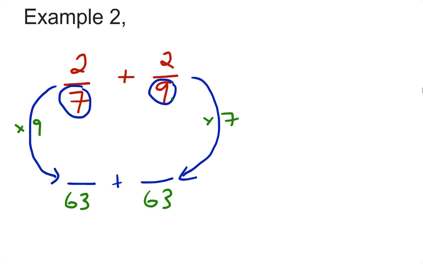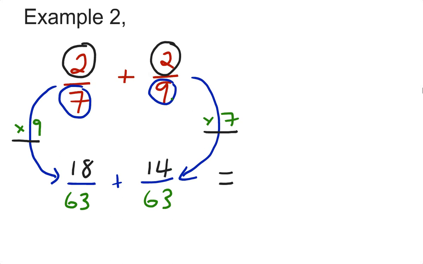Now, this is where we have to remember the number on the top. So 2 times 9 is 18, and 2 times 7 is 14. When we add them together, 18 plus 14 is 32, and the number on the bottom stays the same, 63.